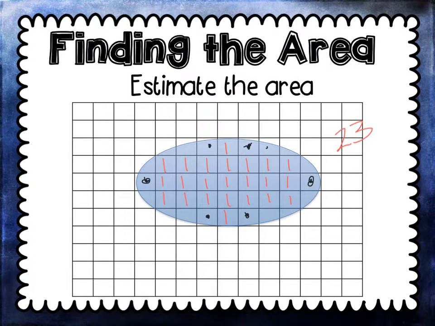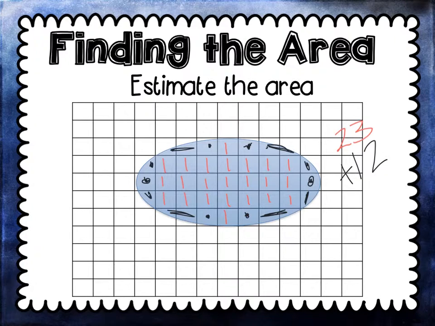Now we're going to put some of the other pieces together to estimate another square unit. So we have 6. We'll put those ones together for 7. We're going to put this one and this one together for 8, 9, 10, put these two together for 11, and this one for 12. This is not an exact count, but it is an estimate.